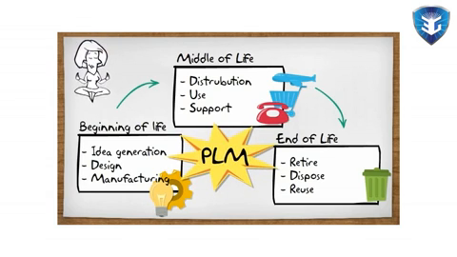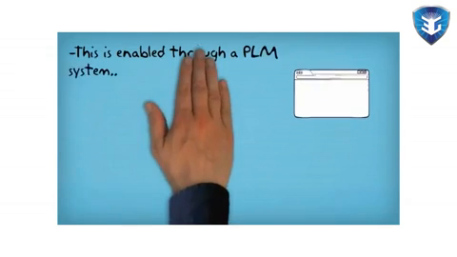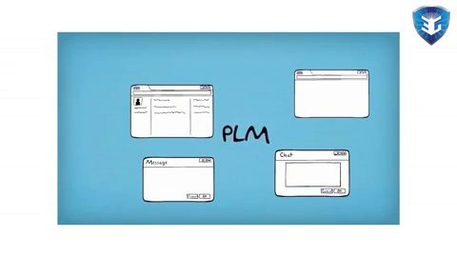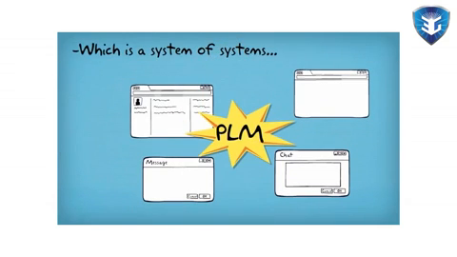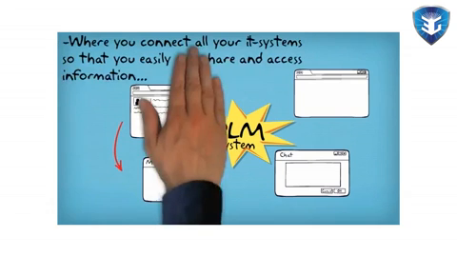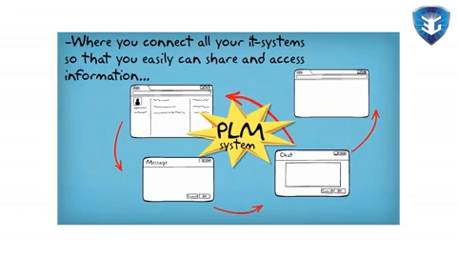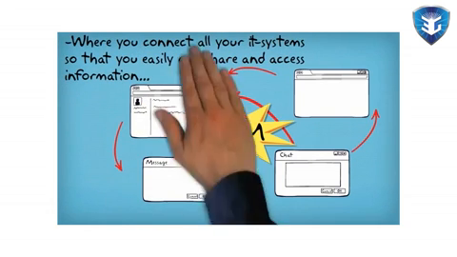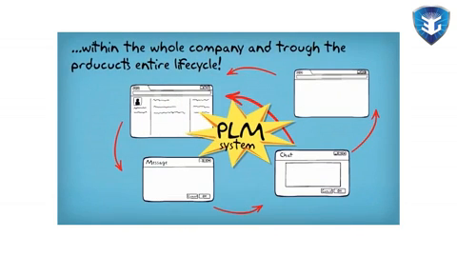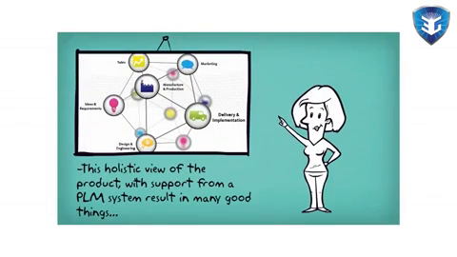PLM is a glue that connects all 3 phases and activities. This is enabled through a PLM system, which is a system of systems, where you connect all your IT systems so that you easily can share and access information within the whole company and through the product's entire lifecycle. This holistic view of the product with support from a PLM system results in many good things.